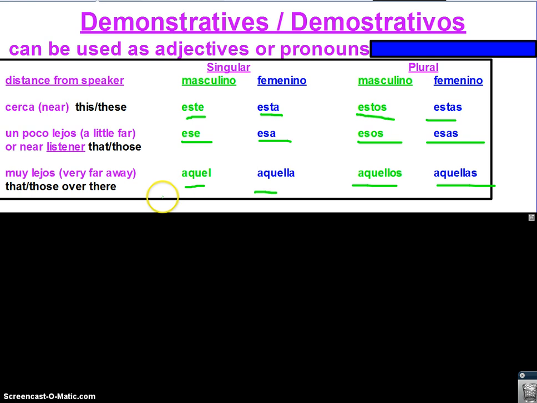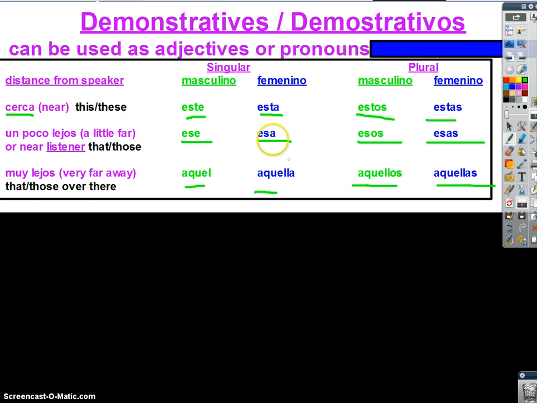Some other things that might be new to you or you might know from before is that the word cerca means near. This is an important word. You need to consider it as important as vocab because it will help you figure out which one of these demonstratives you want in a sentence. If it has cerca in the sentence, you're going to want one of these words here.